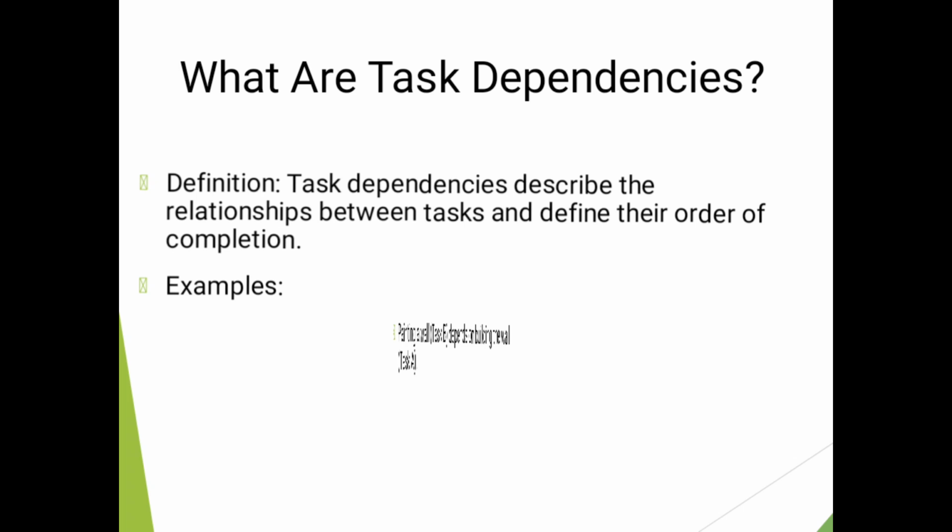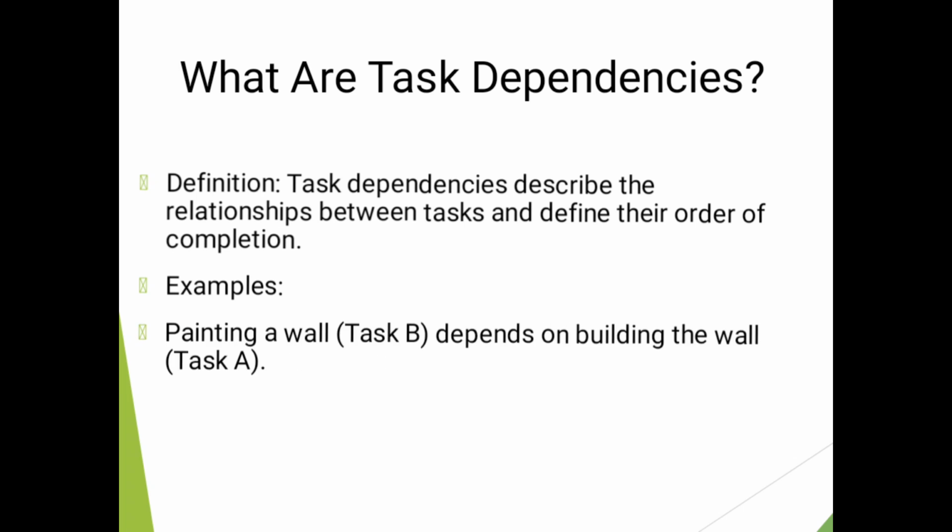So let's look at this particular example. We have a task of painting a wall. We need to understand that the task of painting a wall depends on the task of building a wall. So task B depends on task A.